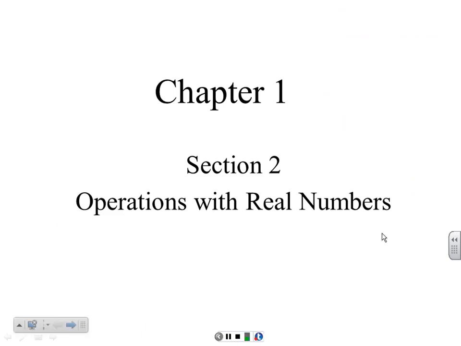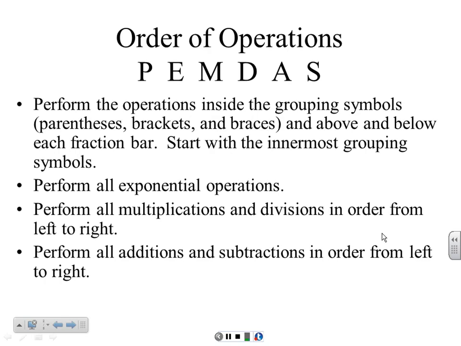Chapter 1, Section 2, Operations with Real Numbers. So we'll review the order of operations again. Again, remember PEMDAS is just an acronym for order of operations. The P stands for parentheses, but really it's all grouping symbols. E stands for your exponents. Multiplication and division is going to be done from left to right, and then addition and subtraction is also going to be done from left to right.